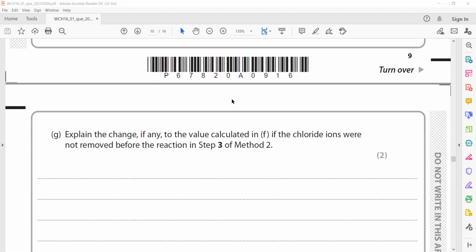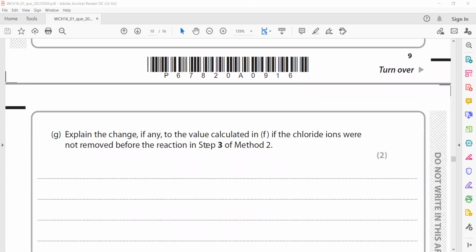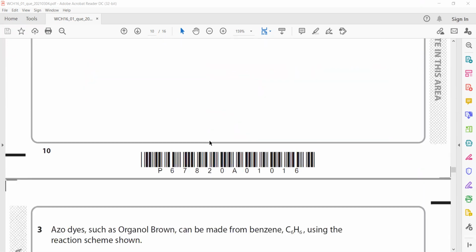Explain the change, if any, to the value calculated if the chloride ions are not removed before the step 3. Look, if chloride ions are not removed, this manganate ion is oxidizing iron 2. If there was chloride ions in the solution, that will also be oxidized to chlorine. So means the amount of manganate which is needed will be higher because the manganate ion are oxidizing chloride ion into chlorine molecule. So the value of manganate ion will appear to be higher than what we have calculated.